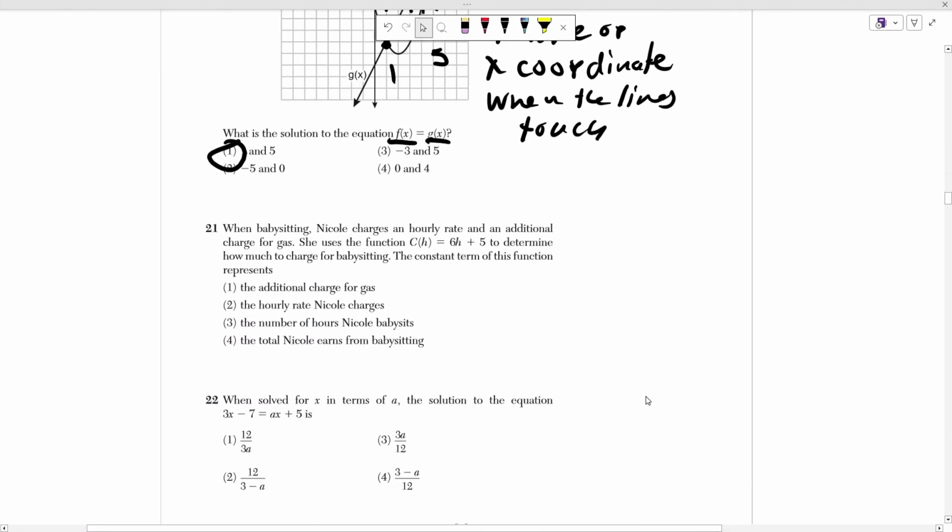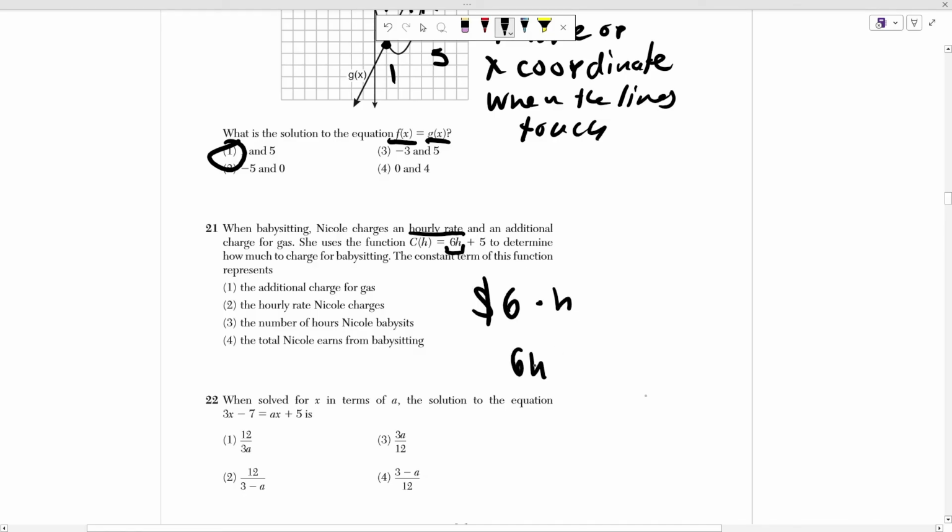21 says, when babysitting, Nicole charges an hourly rate and an additional charge for gas. She uses the function c of h is equal to 6h plus 5 to determine how much she should charge for babysitting. The constant term of this function represents what? Well, let's look at what's happening. 6h is going to be her hourly rate. Why? Because we're multiplying that number by the hours. If you work a job and they pay you $6 an hour, if you work for 1 hour, you get $6. If you work for 2 hours, you get $12. If you work for 3 hours, you get $18. Why? Because you're multiplying your hourly rate, which is $6, by the number of hours, or h.